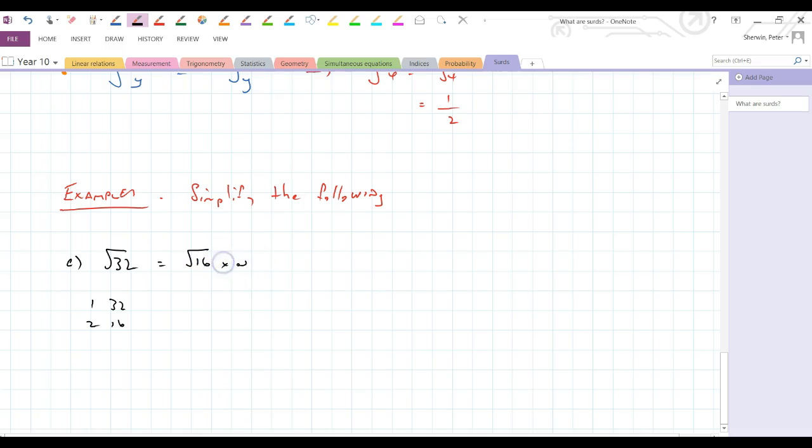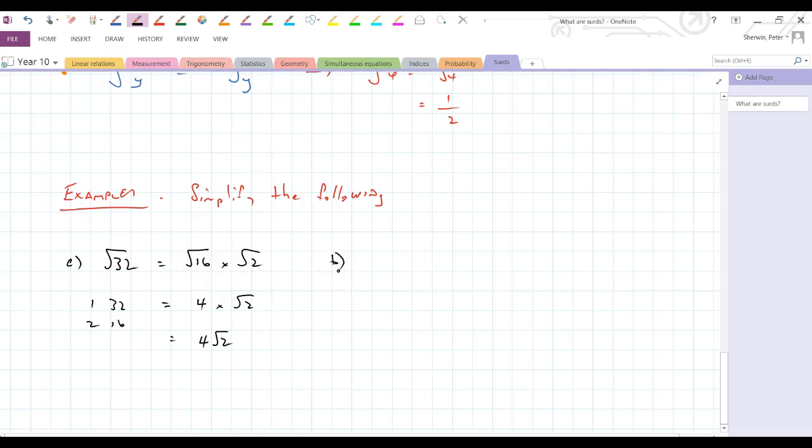Brilliant. Square root of 16 times the square root of 2. 16 twos are 32. I can write it like this. The benefit of that is that square root of 16 is 4. I don't write the times sign. In future, I'm just going to go straight to 4 root 2. I've simplified root 32 to 4 root 2 using its square factor of 16.